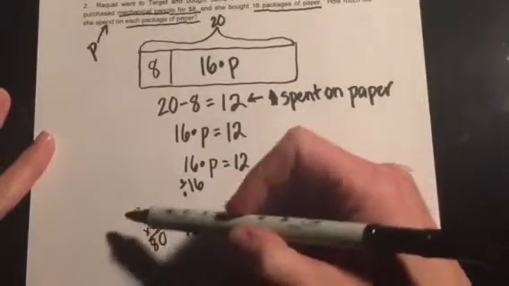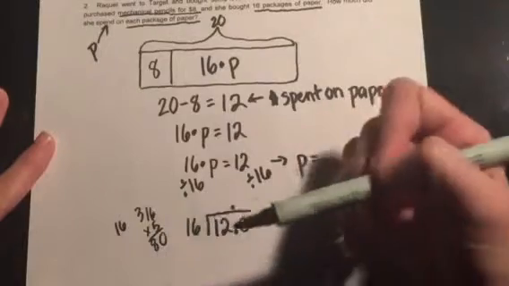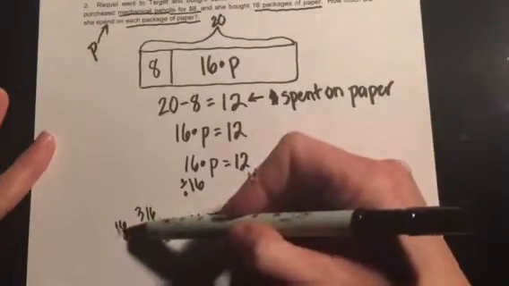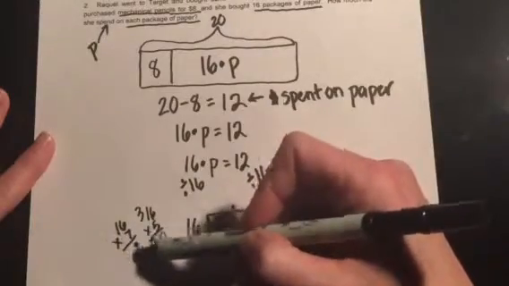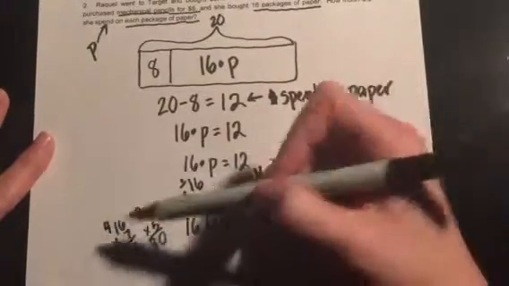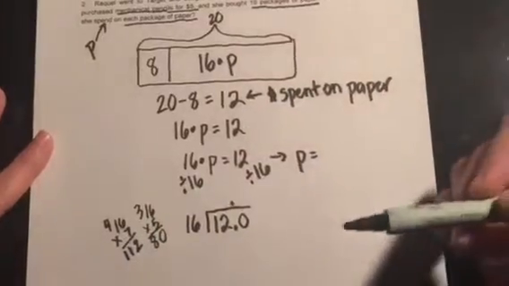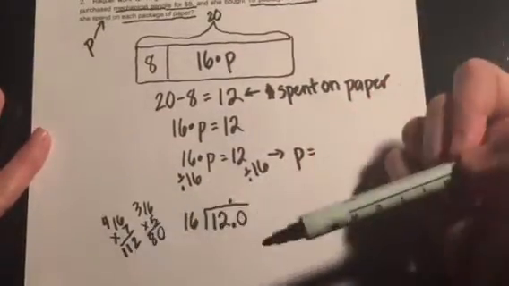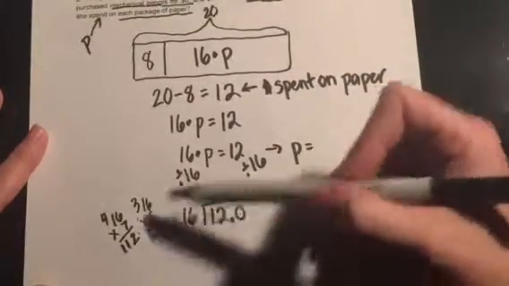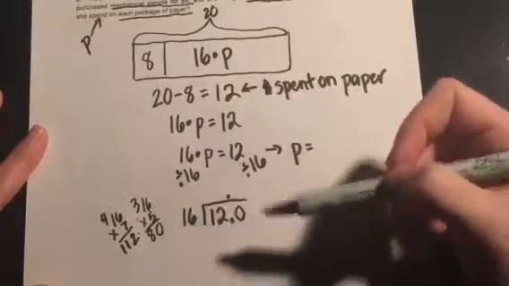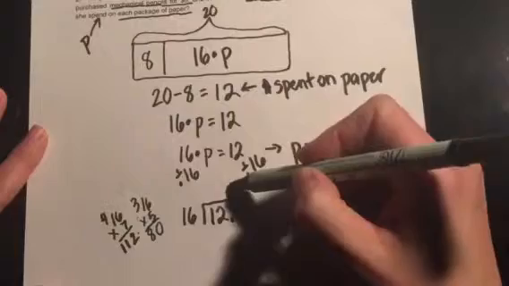Maybe 16 times 7, because I think there's a couple more groups of 16 that could fit in there. So 16 times 7 maybe. I know 6 times 7 is 42. Carry my 4. 7 times 1 is 7 plus 4 is 11. So I have 112. I think that's as close as I can get, because if I add another 16, I would go over 120, because it only takes 8 more to get to 120. So it's going to be 7.